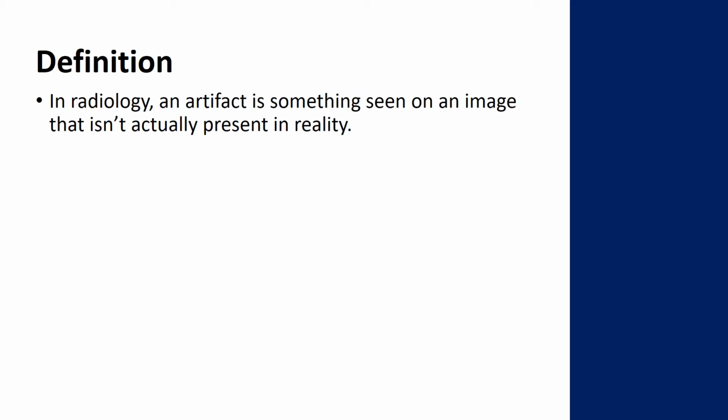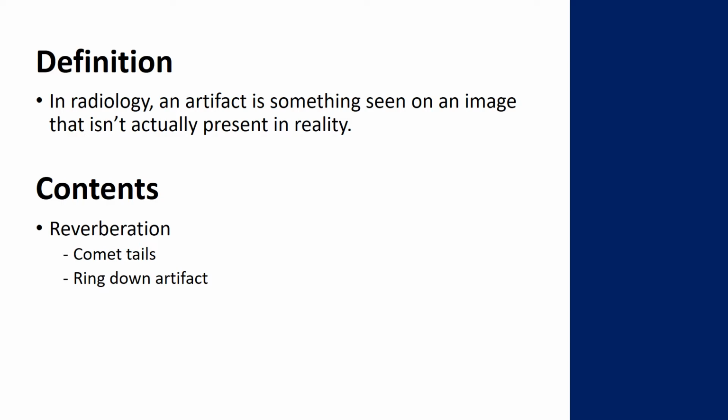So the term artifact in this case actually comes from the root word of artificial. So in radiology, an artifact is something that you see on the image that isn't actually present in reality. And in this presentation, we're going to talk about a couple of different artifacts. We're going to talk about reverberation, which is going to include comet tails and ring down artifact. And we're also going to talk about mirror image artifacts and multipath artifacts.